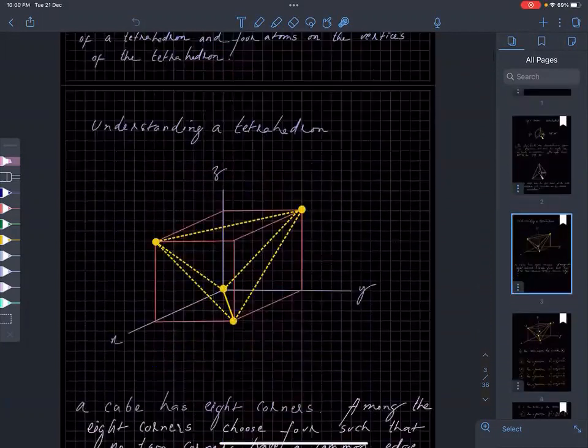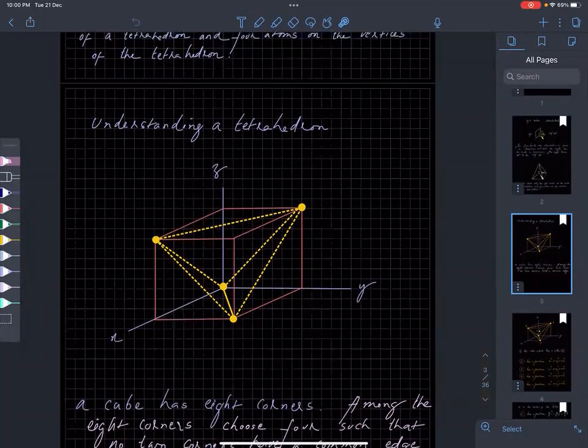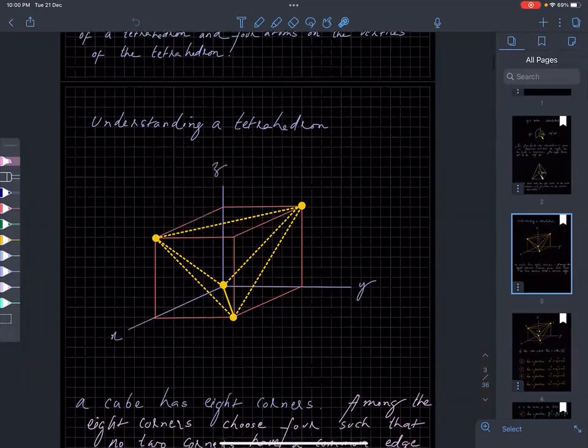Now, how to understand a tetrahedron? If you take a cube, a cube has 8 corners, right? If you take 4 of the 8 corners such that no 2 corners have a common edge, then those 4 corners will be the vertices of a tetrahedron. See, this is a cube. I have taken this corner. I left the neighboring corners because they have a common edge.